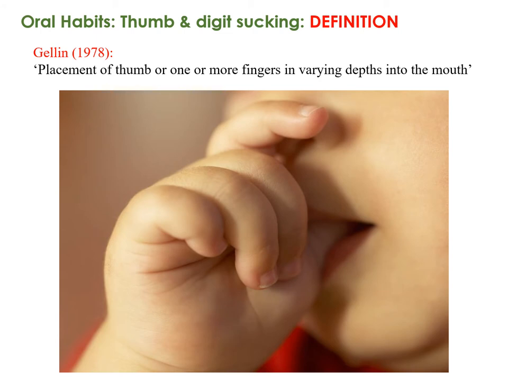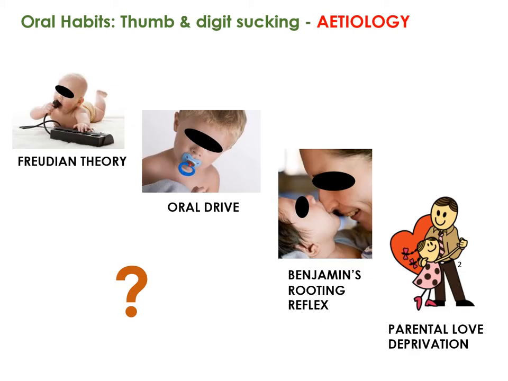So the first habit we'll be discussing is thumb and digit sucking. It was Jelen in 1978 who defined this habit as the placement of the thumb or one or more fingers in varying depths into the mouth. So what is the etiology of thumb and digit sucking? To understand the etiology, you'll have to know the different mechanisms or the theories behind it. So basically there is the Freudian theory, the oral drive theory, Benjamin's rooting reflex, and also the lack of parental love or parental love deprivation.